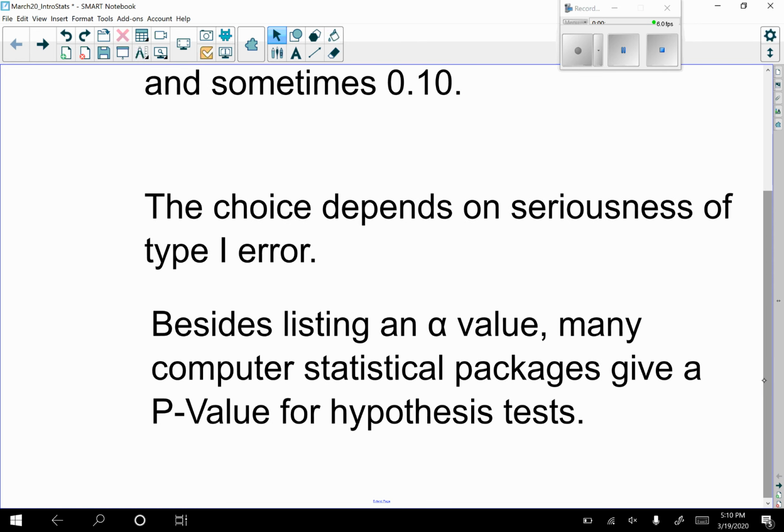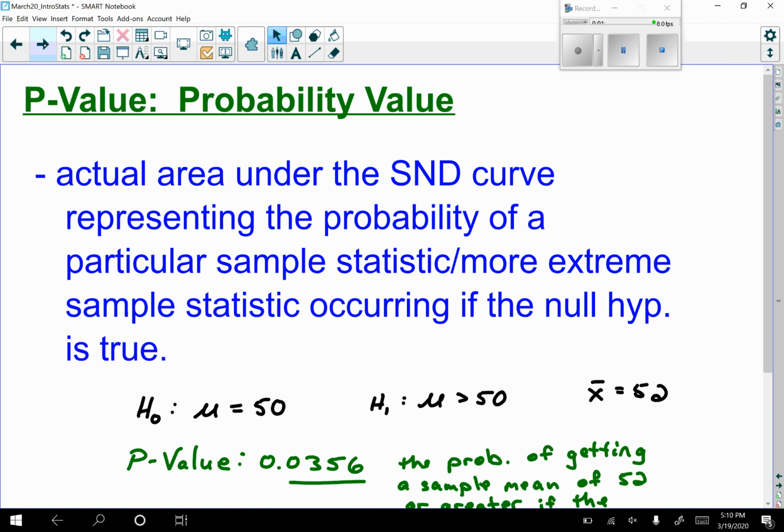Besides listing any alpha value, many computer stat packages give a p-value for a hypothesis test. So that's something that we're going to conduct by making a sketch to help us connect all the pieces, but we'll be doing this with our calculator or something online if you don't have your own calculator. All right, so the P in p-value stands for probability. It's the probability value. It's the actual area under the standard normal distribution curve, and it's representing the probability of a particular sample statistic or a more extreme sample statistic occurring if the null hypothesis is true.